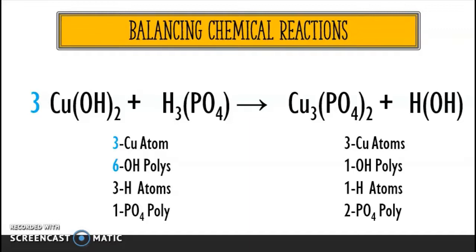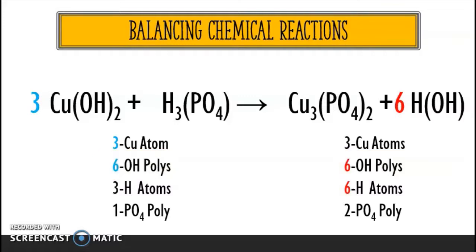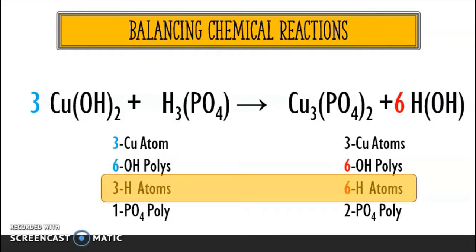Let's move to the next item on the list, hydroxide. I have 6 on the reactant and 1 on the product. I need to fix that. I'll do that by adding a 6 in front of my HOH, my water. Don't forget, though, that that 6 coefficient distributes to both the hydrogen and the hydroxide. That's going to shift my numbers. So I'll modify both of those. My hydroxides match, but now my hydrogens do not. So the vicious cycle continues.